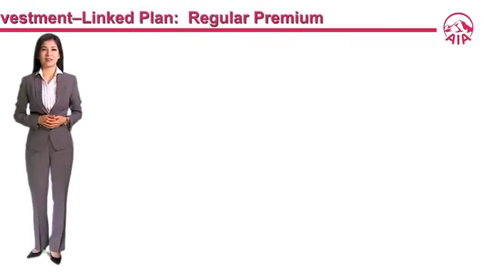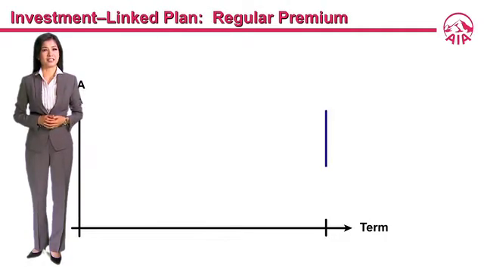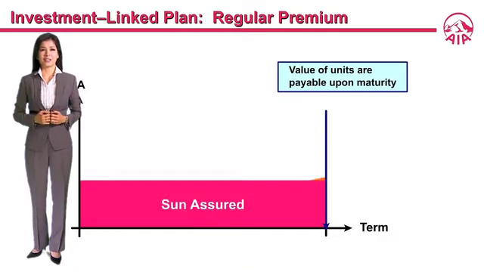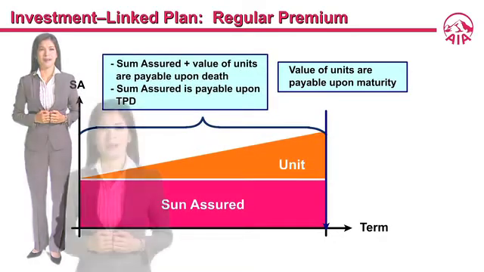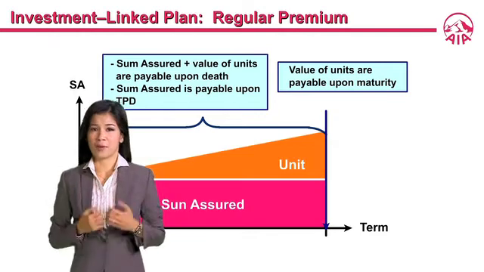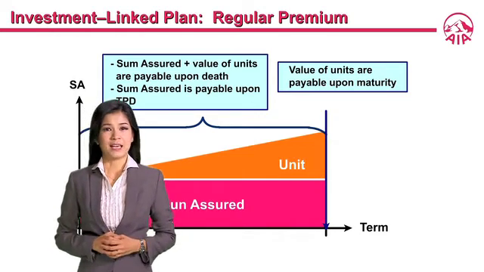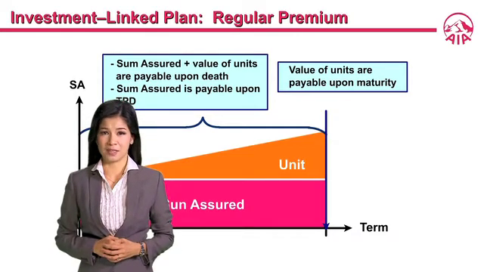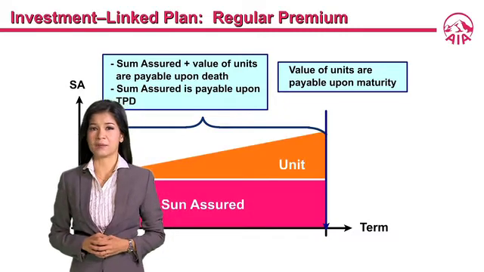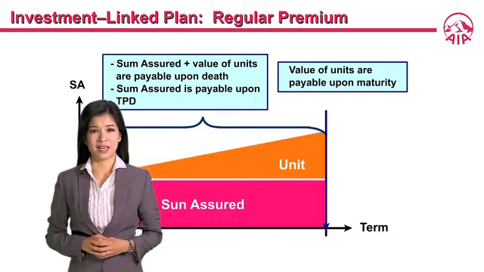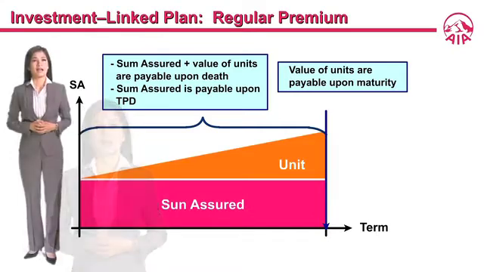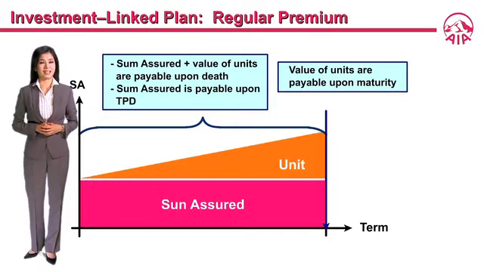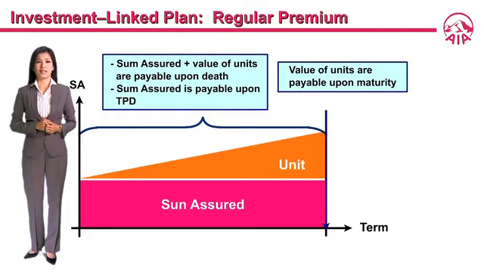Under regular premium investment link plan, the sum assured is fixed throughout the term. If the insured person passes away during the term, sum assured and value of unit are payable. However, if the insured person sustains TPD, only sum assured is payable and the value of unit will be retained in the plan. If that does not happen during the coverage period, value of unit is then payable upon maturity.